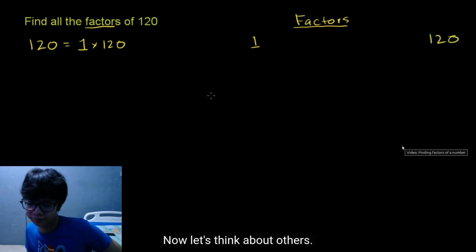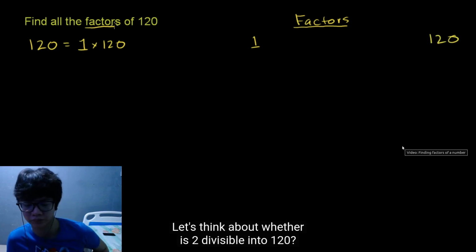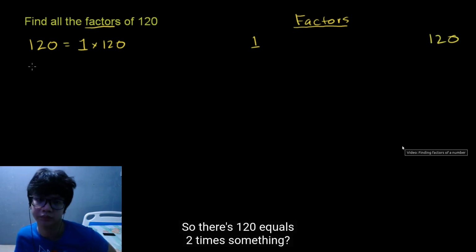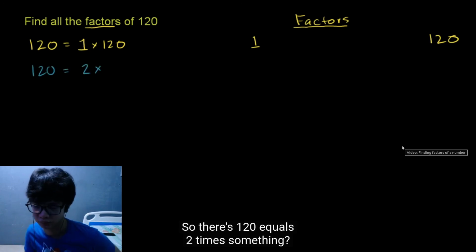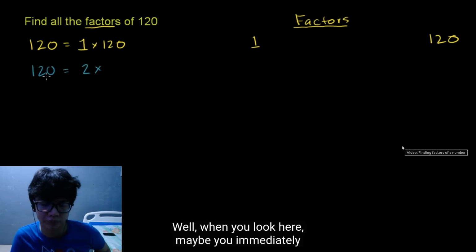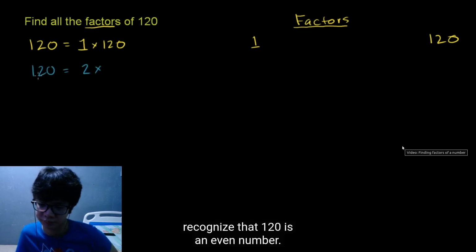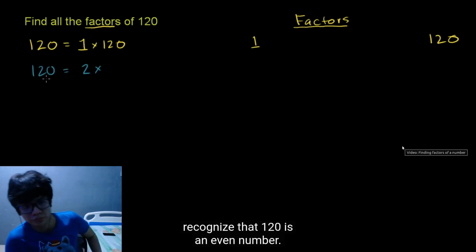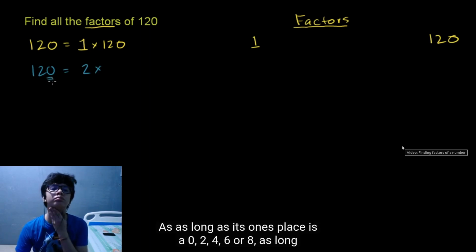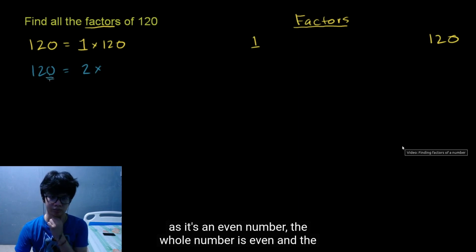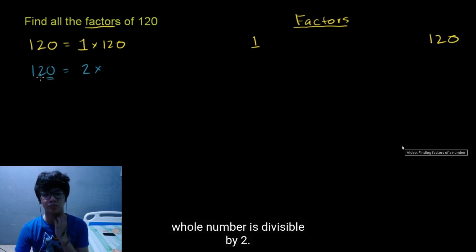Now let's think about others. Let's think about whether 2 is divisible into 120. So does 120 equal 2 times something? Well, when you look here, you immediately recognize that 120 is an even number. Its ones place is a 0. As long as its ones place is a 0, 2, 4, 6, or 8, as long as it's an even number, the whole number is even, and the whole number is divisible by 2.